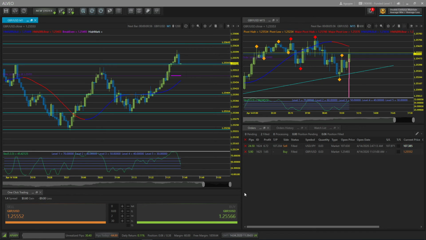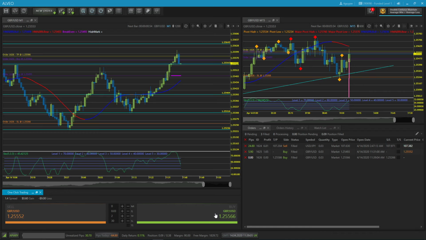Alright, there's our first pullback. I'm going to put some more buys on. And we're just going to get a couple pips out of the market as it pulls back up.